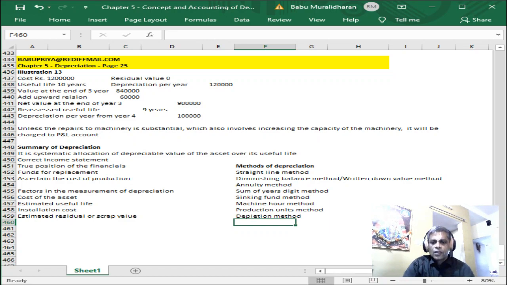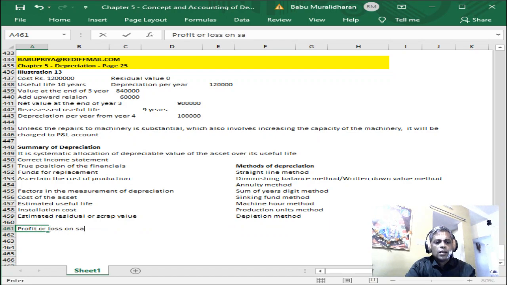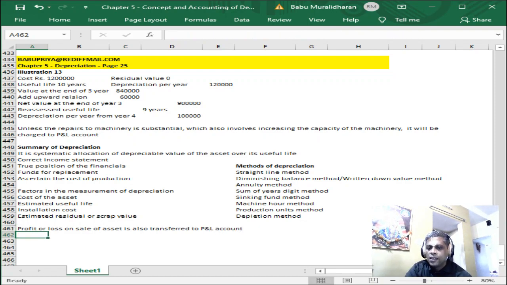So the profit or loss on sale of an asset is also transferred to the profit and loss account. These are some of the points we saw. Profit or loss on sale of an asset is transferred to the P&L account, right? After adjusting it for the costs, depreciation, residual value, etc.